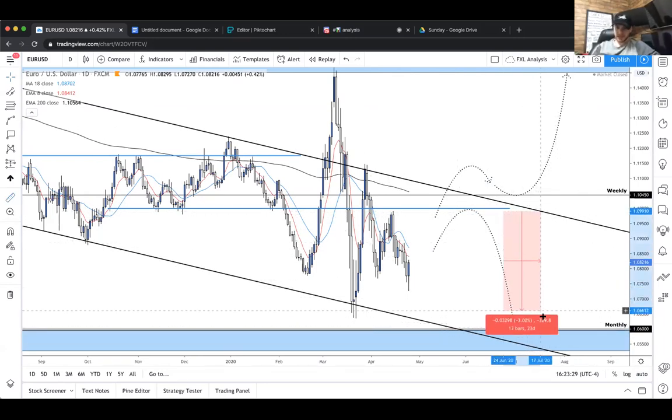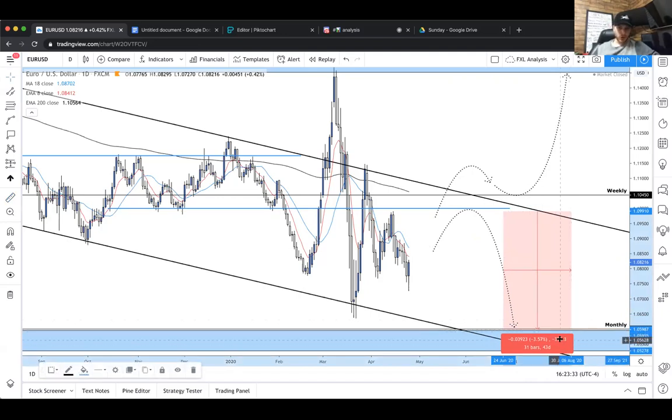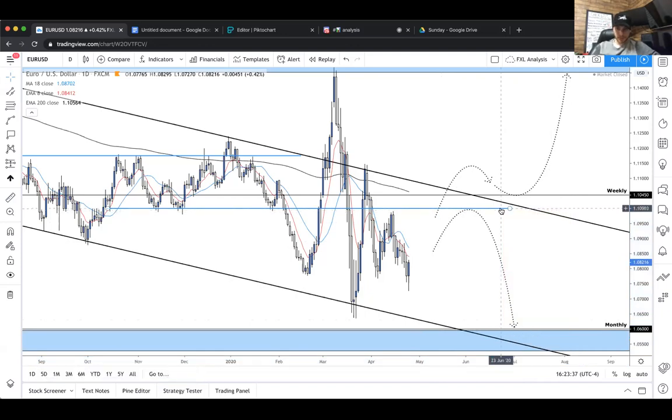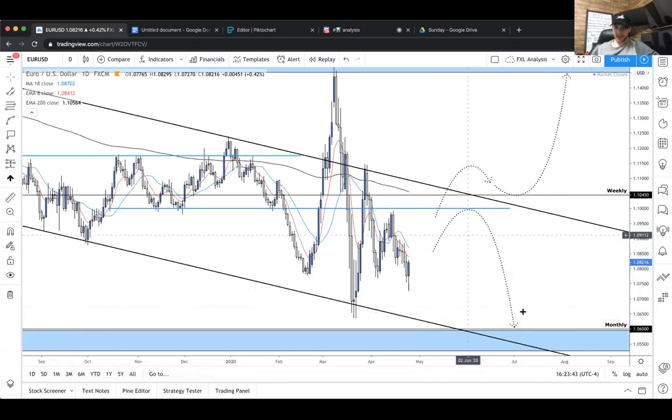And then I would target down to this monthly. It's very bearish. The likelihood of this pushing to this monthly is pretty high, and that's almost 400 pips from this structure level. Let me see. It is over 400 pips. So huge potential play in this setup here.